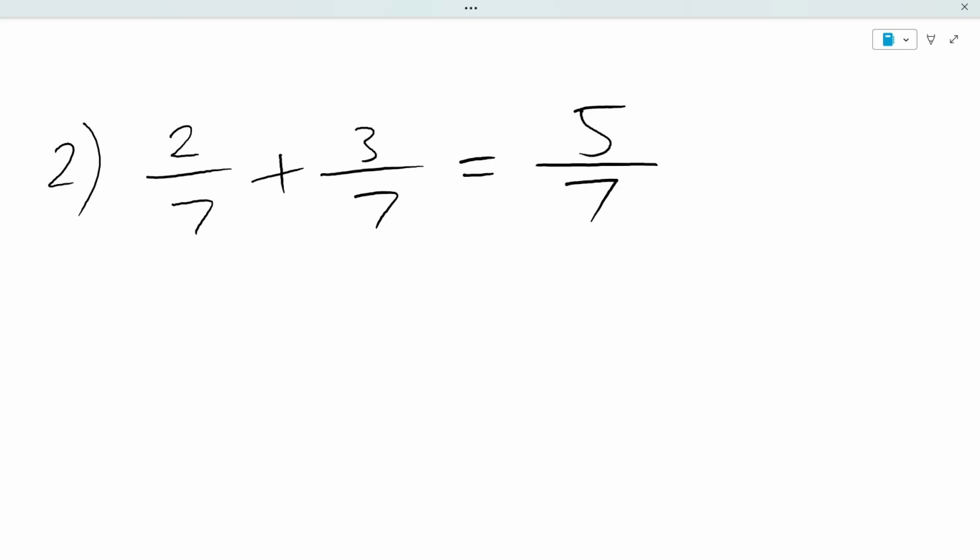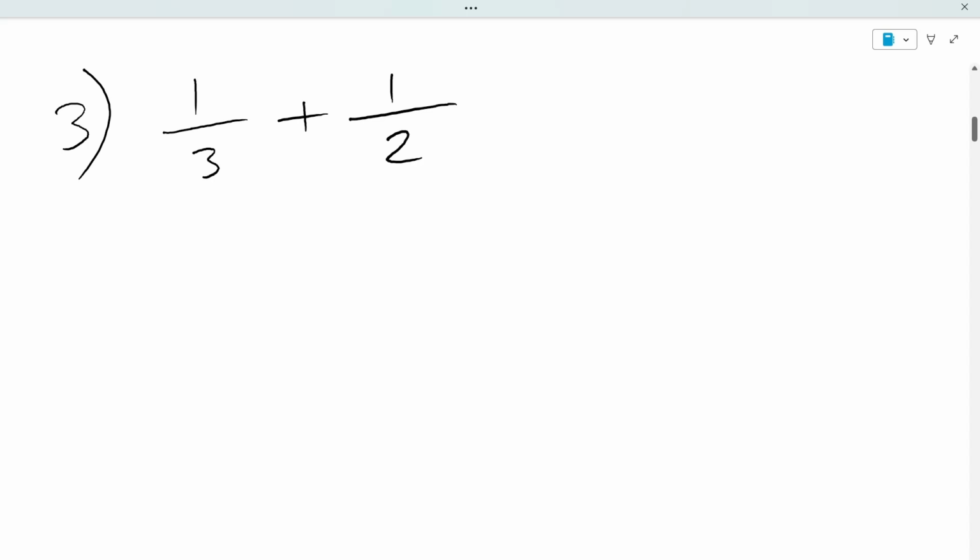2 plus 3 is 5. What happens if they don't have the same denominators? Well, we have to make them have the same denominator, and we know from 1.2, which was simplifying fractions, we can change a fraction to make its denominator whatever we want. So if I had, for example, a third plus a half, well, I need these to have the same denominator. We can't add them when they have different denominators.